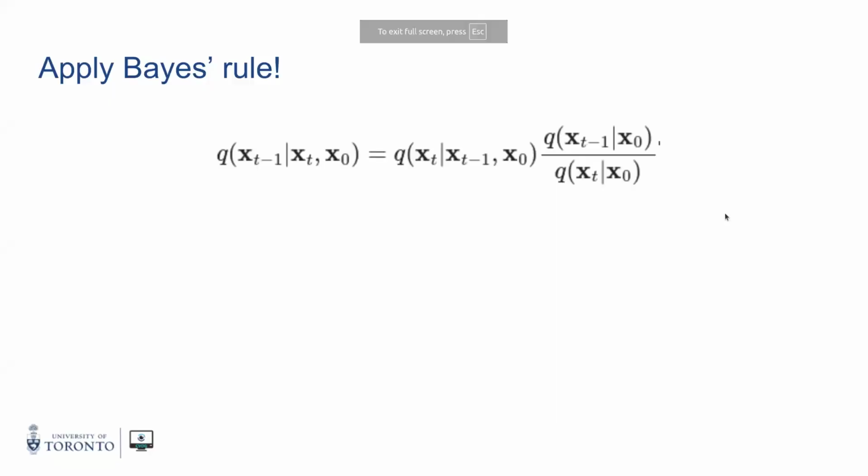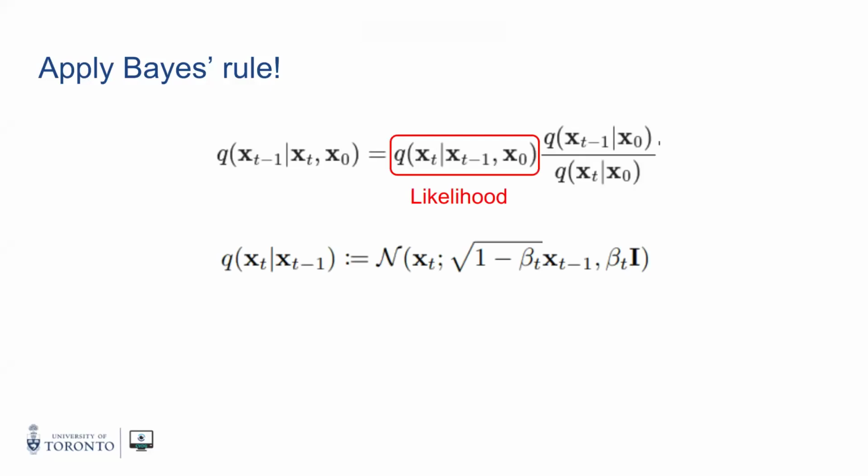Okay, perfect. So this term is called the likelihood. This term is called a prior. This term you can think of as just a normalization constant. This term we know, it's defined in our algorithm. So we know this term is Gaussian. Okay, everyone agrees?